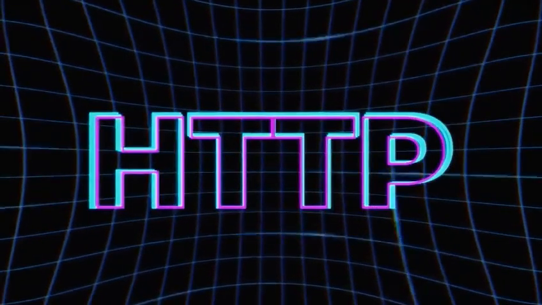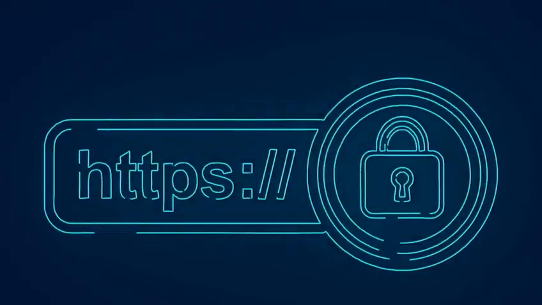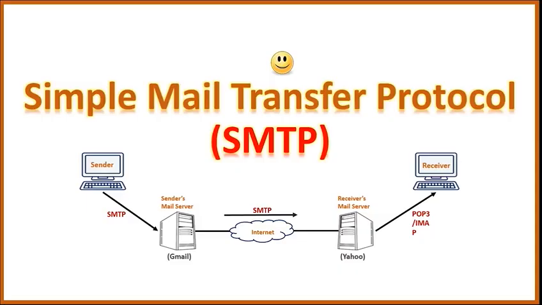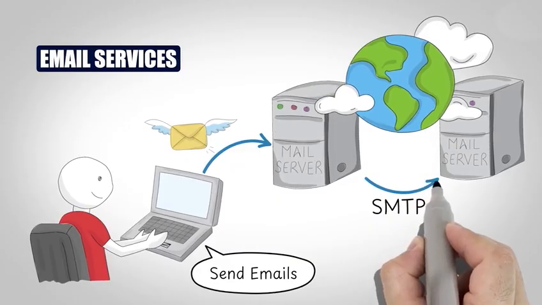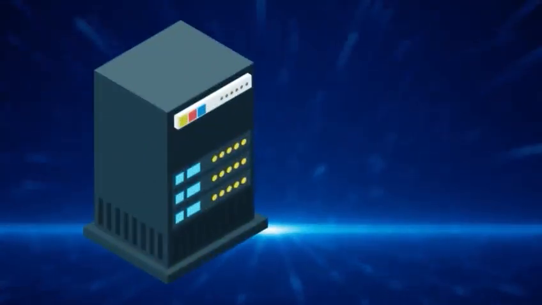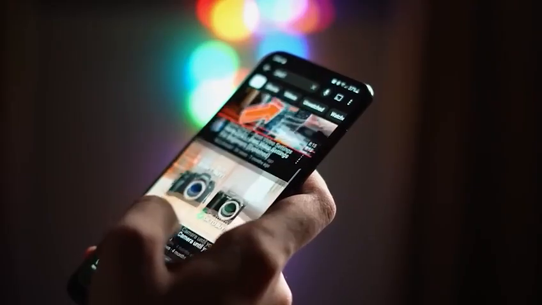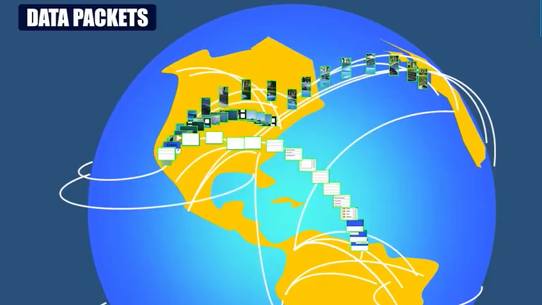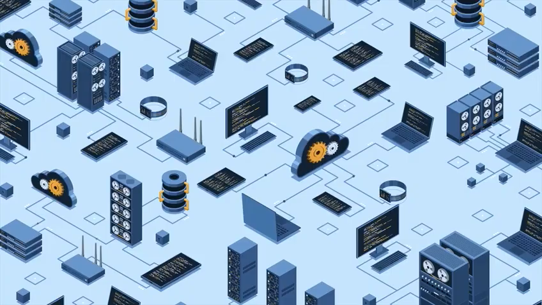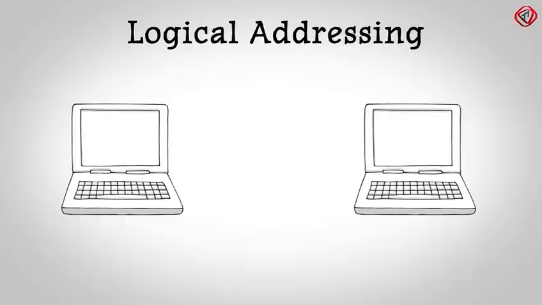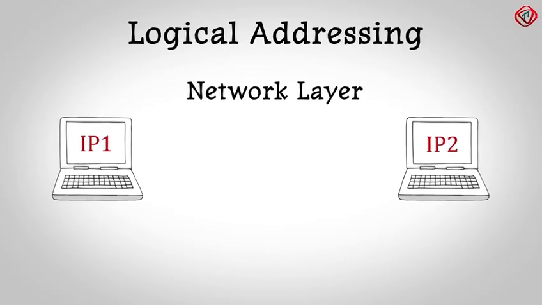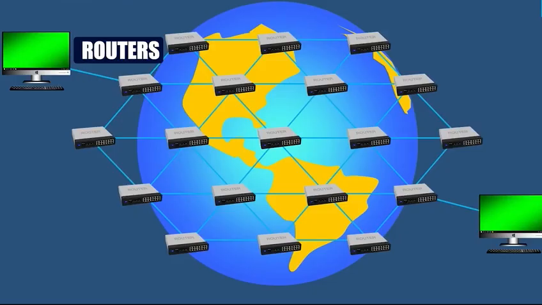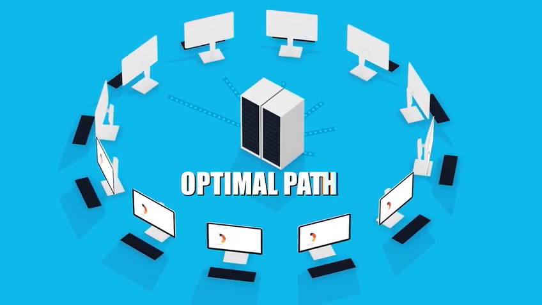Protocols such as HTTP are used for web browsing, HTTPS is used for secure communication, FTP is used for file transfer, and SMTP is used for email services. There are many more types of protocols used on the internet based on the services offered. Whenever we send information over the internet, the data is divided into small units called data packets. Each packet contains important information such as source IP address, destination IP address, and sequence number to identify each packet. This information is used by the routers to decide the optimal path.